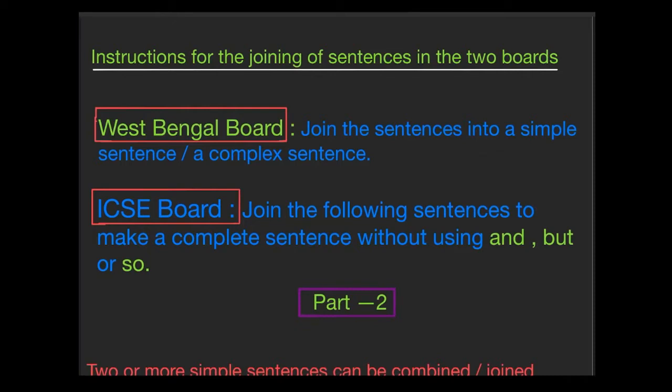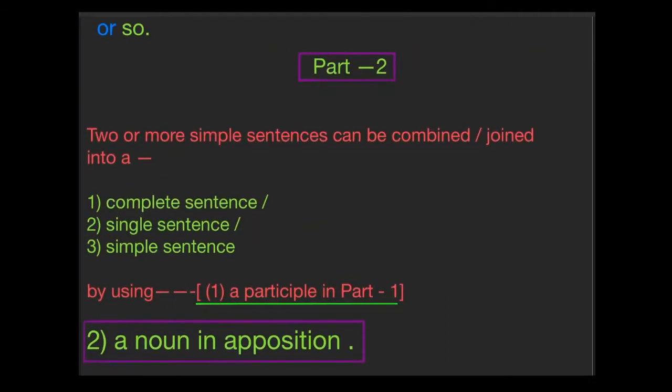So in part 1 I have clearly explained the instructions, so I am not doing this in this part. If necessary, pause this video and read them well and go to part 1 again, then come back here. Students, we are learning how 2 or more simple sentences can be combined into a single sentence or a complete sentence by using different elements of English grammar.